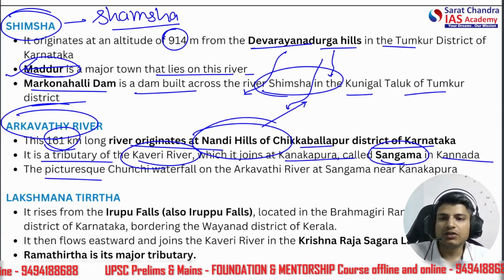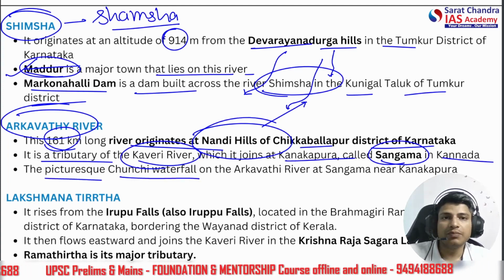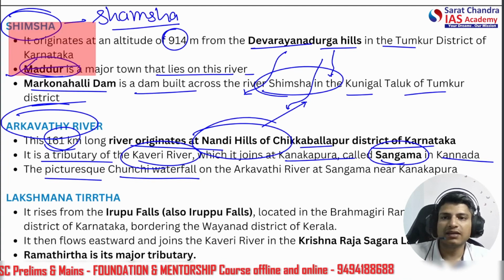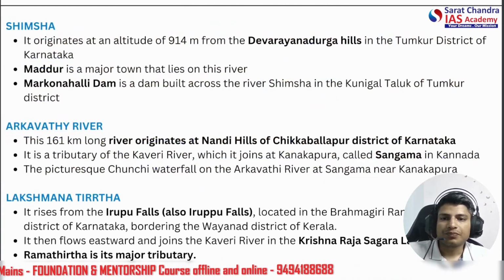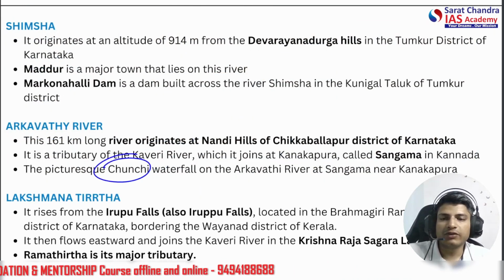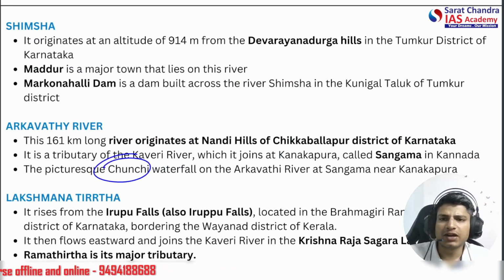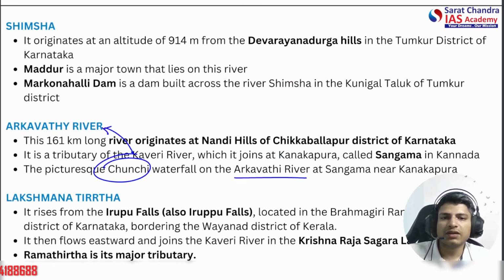The picture is Chunchi waterfall. Okay, very important. UPSC is asking these things. That this Chunchi waterfall is located on which river? Or it is a tributary of Kaveri. It can be given randomly. Okay, so Arkavati river. The Chunchi waterfall is on the Arkavati river at the Sangama near Kanakapura.